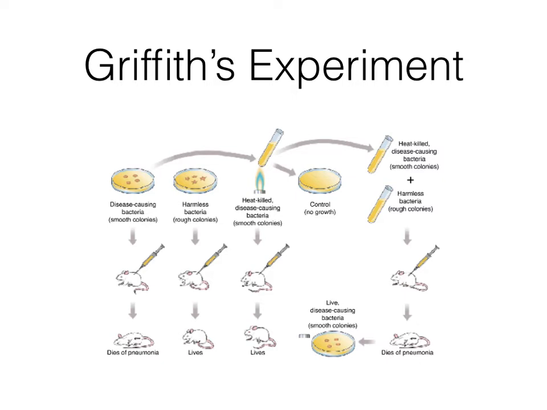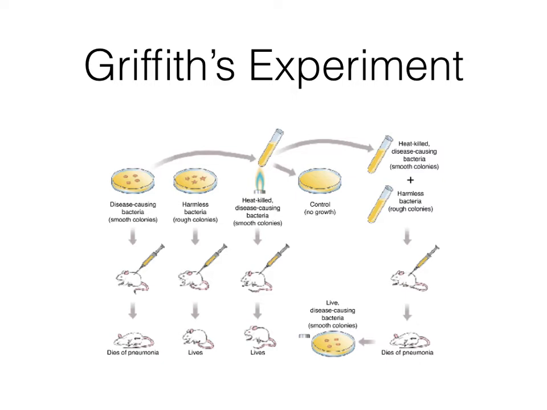The first one is Griffith's experiment, where he took disease-causing and harmless bacteria and injected both into a mouse, as we see in those first two columns. The disease-causing bacteria, the smooth colonies, kill the mouse, and with the harmless bacteria, the mouse is fine. Then he takes the harmful bacteria and uses a flame to heat-kill them, injects them in the mouse, the mouse lives, and when he goes to grow these heat-killed harmful bacteria, he gets no growth.